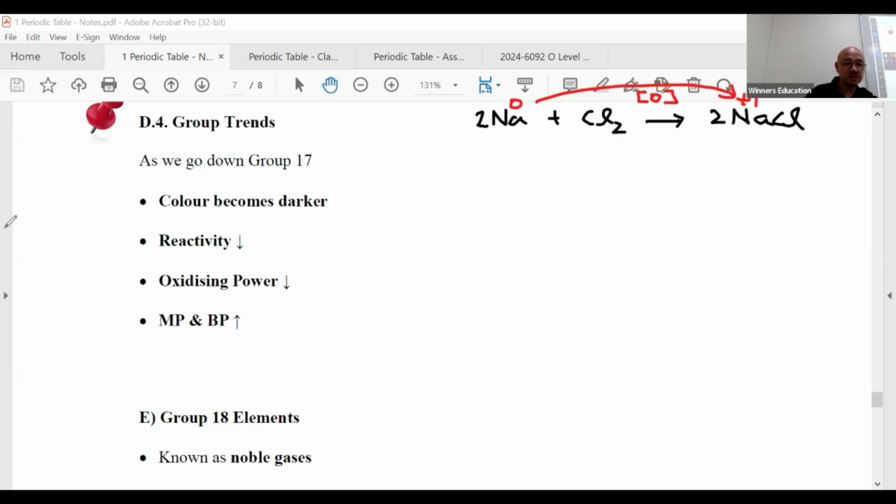Then I want to show you what happened to chlorine. Basically, I transfer electron to you, I give you, you take in. From here, if you take a look, using oxidation state is the easiest to compare, right? This is -1, so this has been reduced.